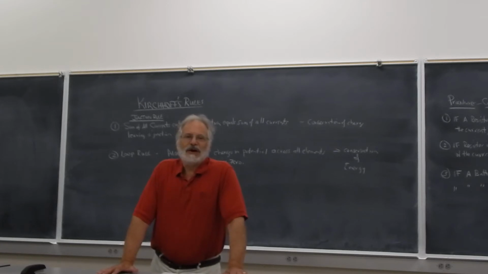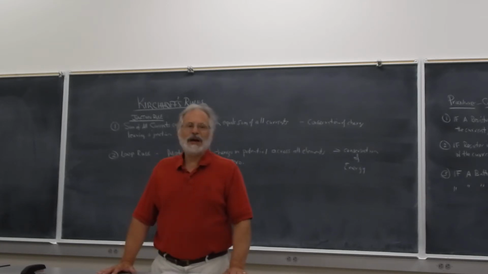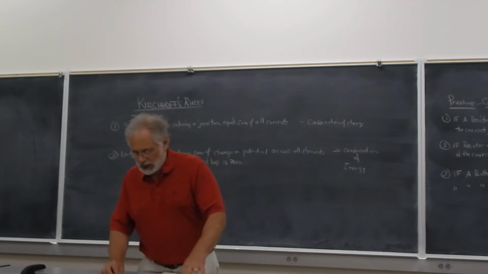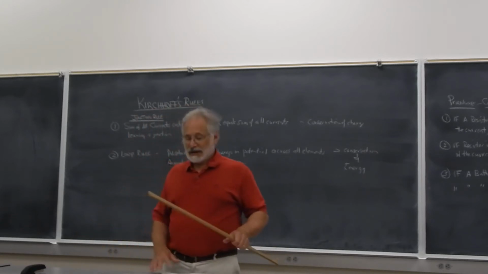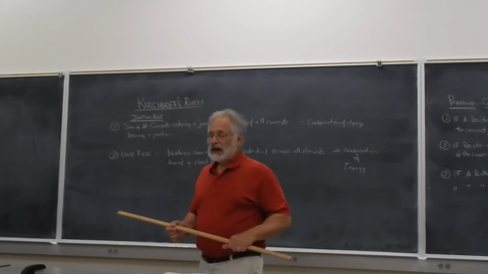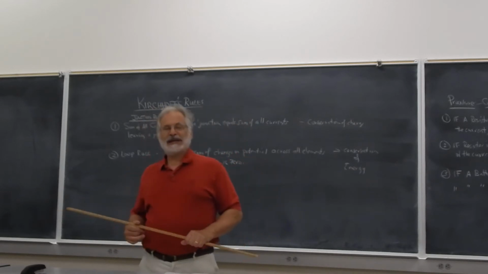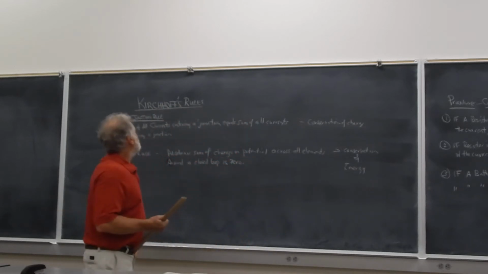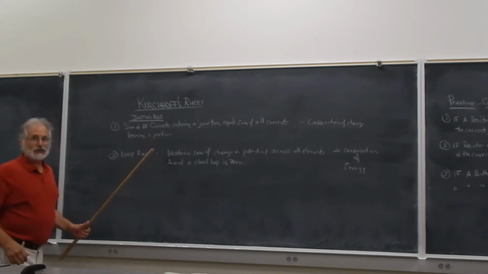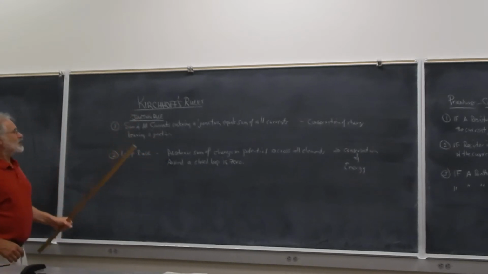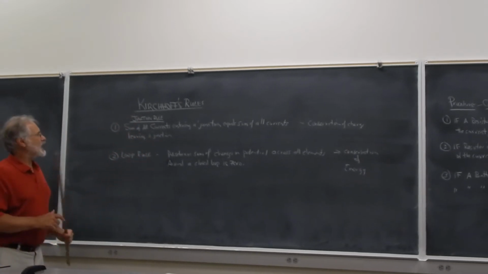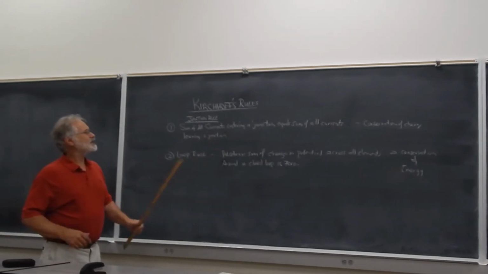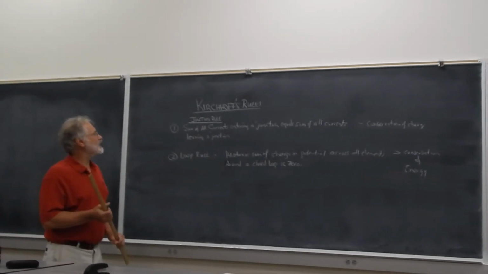It's called Kirchhoff's rules. It's the Kirchhoff rule method. I'll just state the two Kirchhoff rules, and we'll go on and do an example. First of all, the junction rule. The junction rule says that the sum of all currents entering a junction is equal to the sum of all currents leaving a junction.